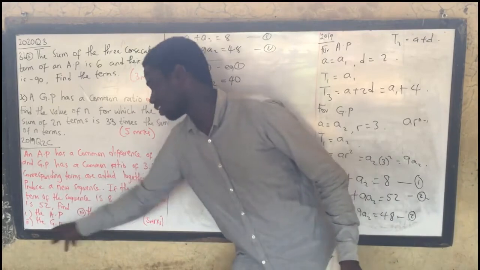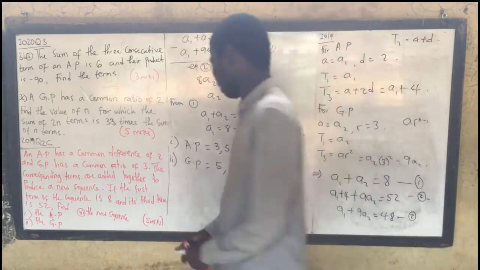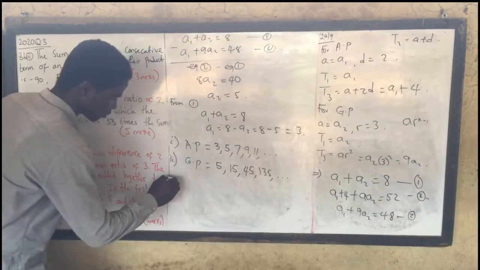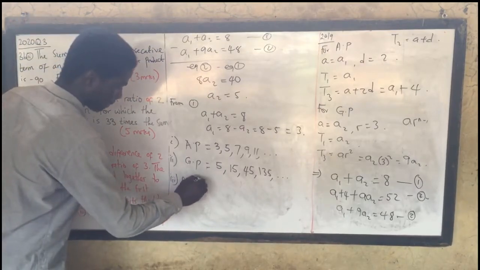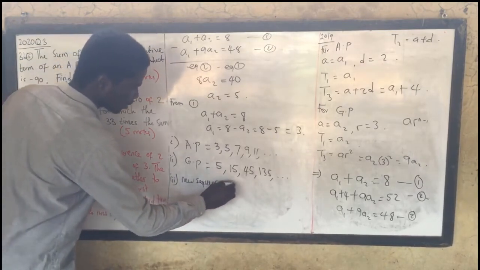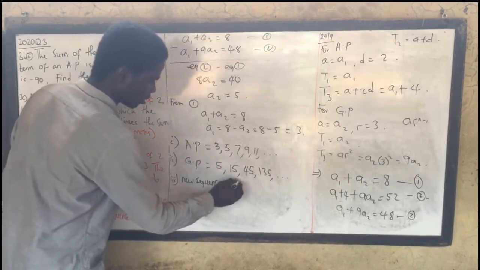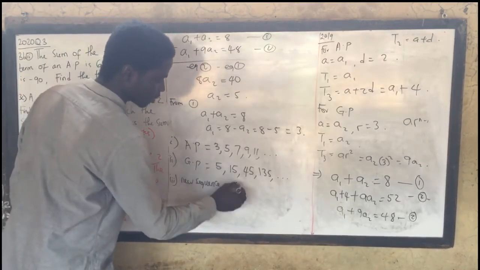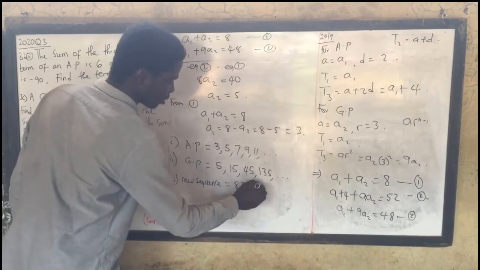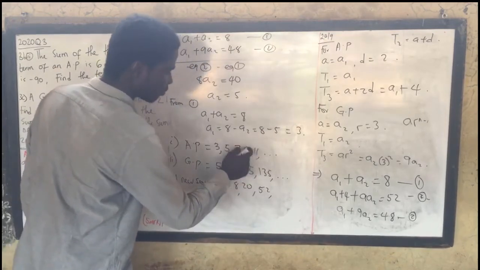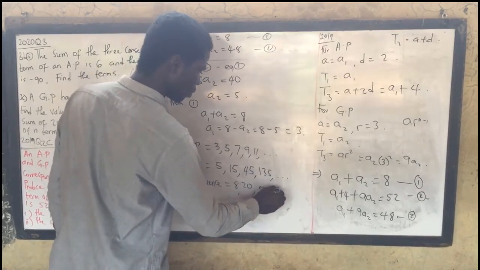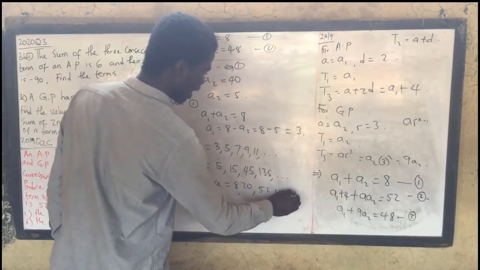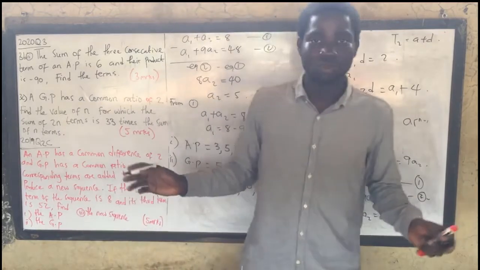So the next one, I have to find the new sequence. The new sequence is generated by adding 3 plus 5, 8. 5 plus 15, 20. This one, 52. 11 plus, I think the next one is 9, 9 plus this one, 144. And it goes on like that. That is the new sequence.